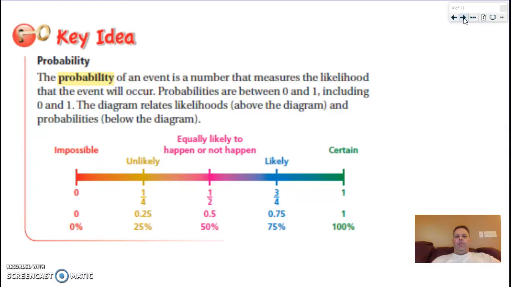The probability of an event is a number that measures the likelihood that the event will occur. Probabilities are between 0 and 1, including 0 and 1. The diagram relates likelihoods above the diagram and probabilities below the diagram. Anything that has 0% chance of happening is impossible. Something that is 1 out of 4 or 25% is probably unlikely. If it is 1 out of 2, 50%, it is equally likely. If it is 75% or 3/4, it is likely to happen. And if something is 100%, it is certain that it will happen.